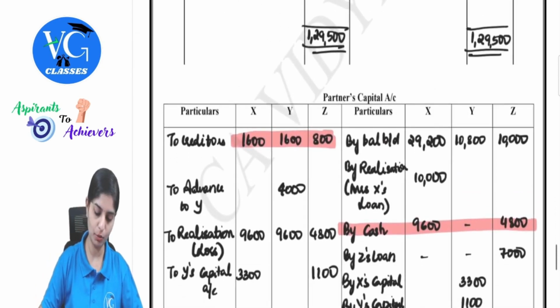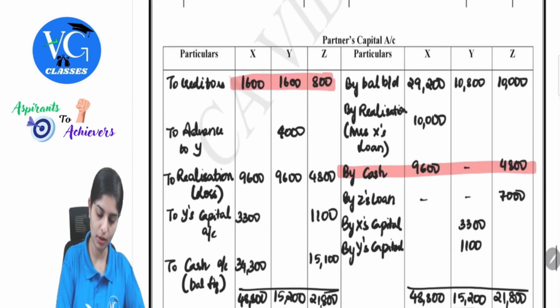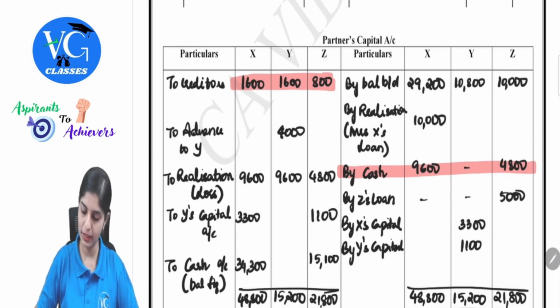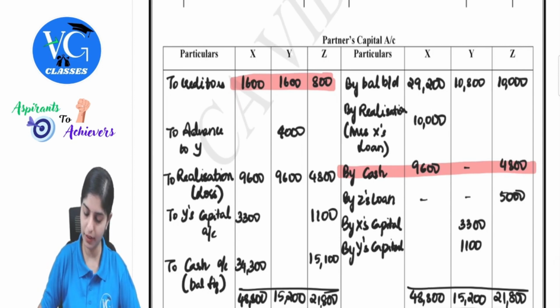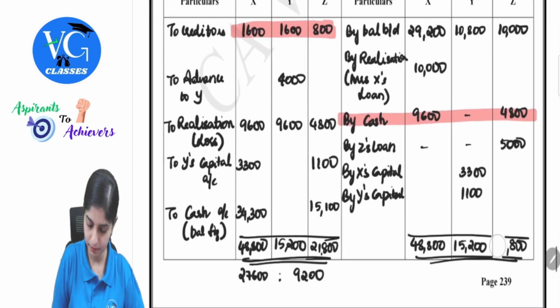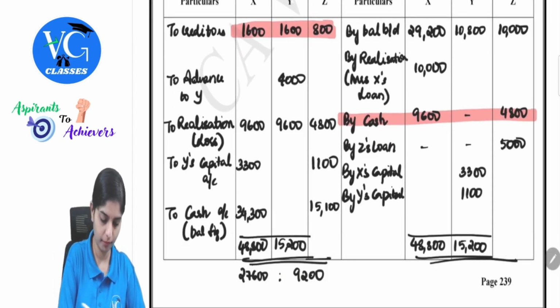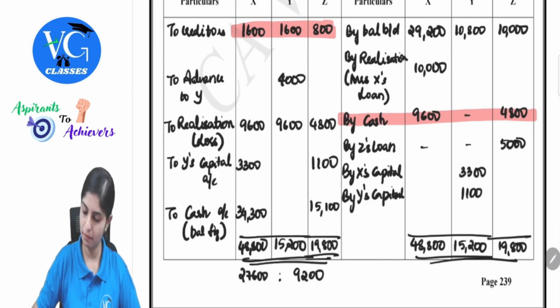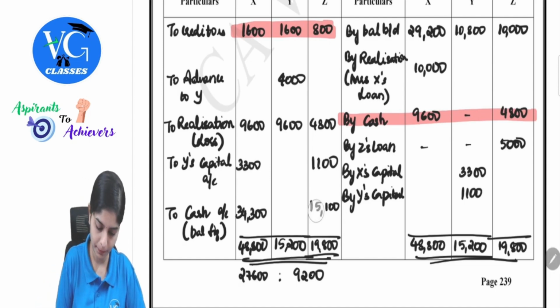See here, Z's loan needs to be recorded at 5,000. I had transferred 7,000. So the revised balance will be 10,000 plus 4,800, 5,000. So this is 19,800 minus 800 minus 4,800 minus 1,100. So this will be 13,100.